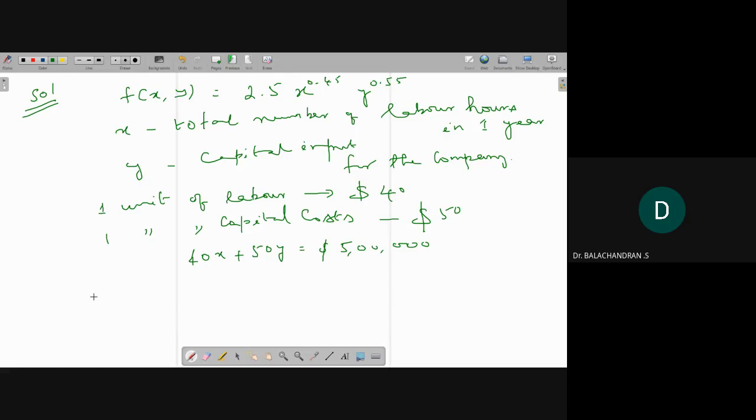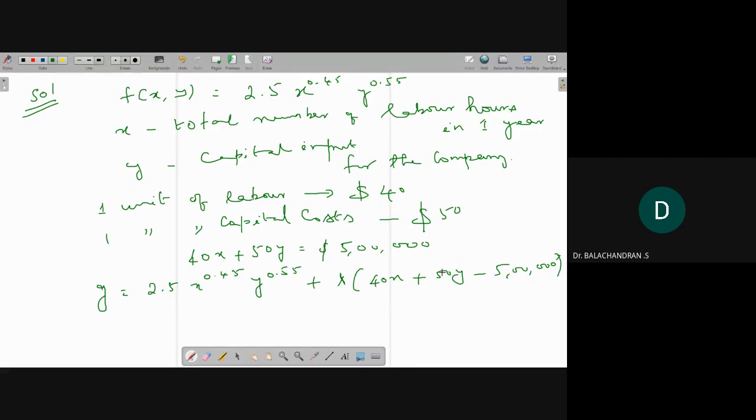Now your Lagrange function, g equals f. F is 2.5 x power 0.45 y power 0.55 plus lambda times 40x plus 50y minus 500,000. So this is your Lagrangian function.